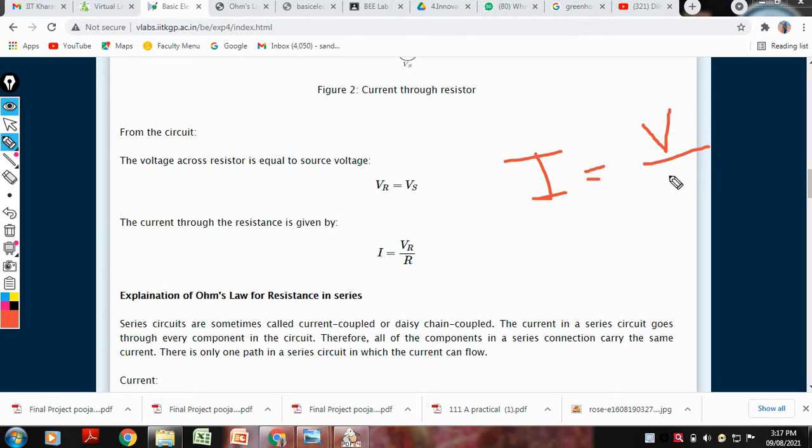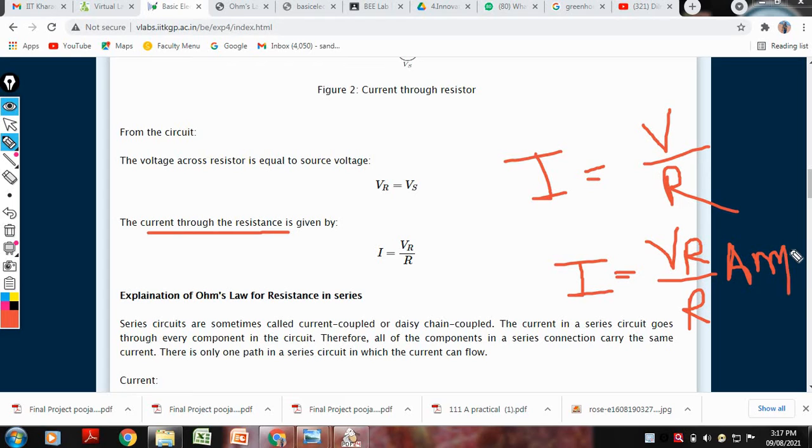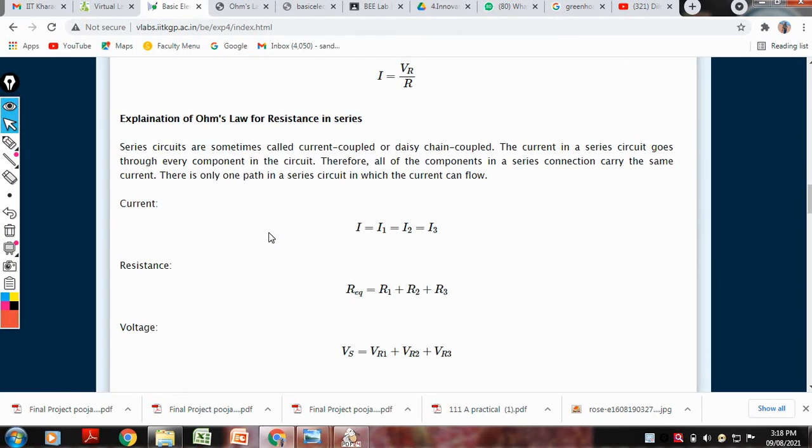Then the formula of current is I is equal to V by R. Here, the current flowing through the resistance is I is equal to VR by R, and this current is measured in ampere. Okay, now this is the important phenomenon of the current. It will be flowing through the resistance, given by I, measured in ampere. Now this is the important concept here.